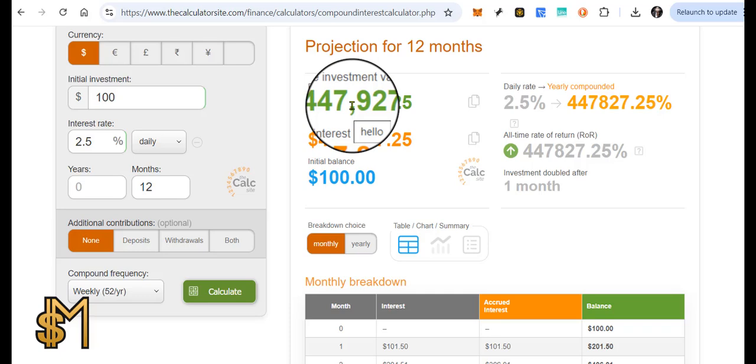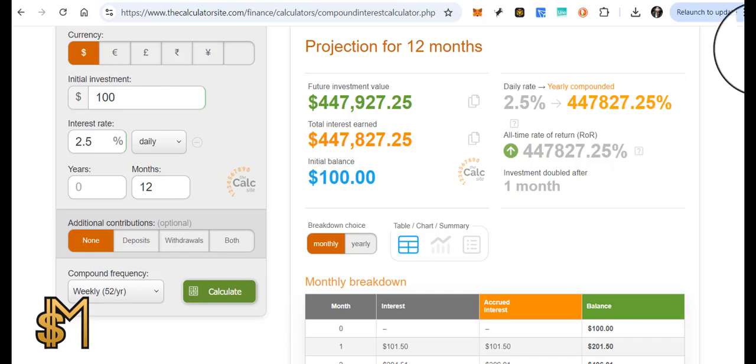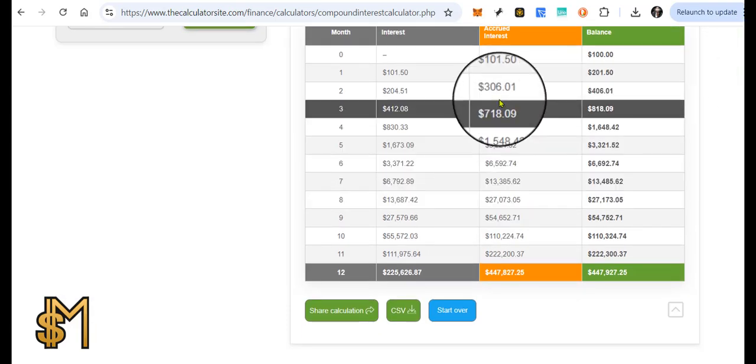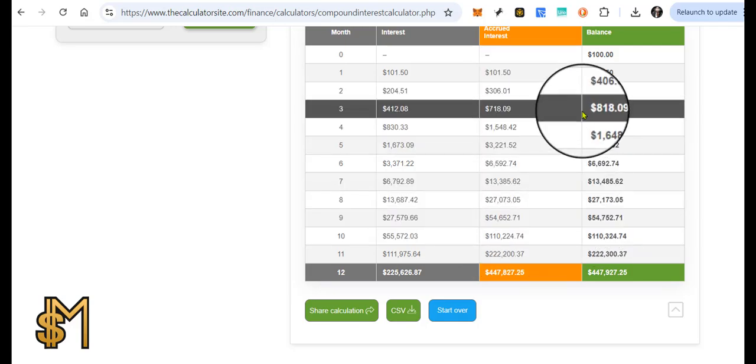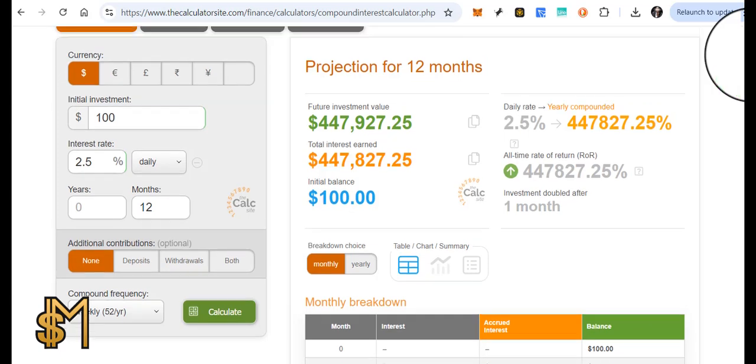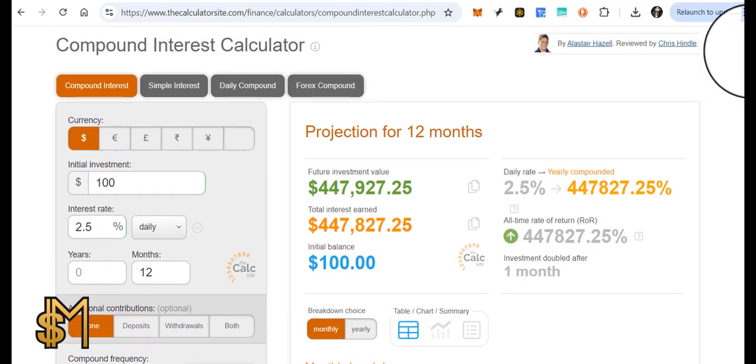Another thing about this is that no one touches your funds. Your funds are inside of your trading account, so you can withdraw daily if you want to. Maybe you want to start withdrawing some of this out before the 12 months. I'm just showing you what it could look like if you left it in and let it compound over 12 months.